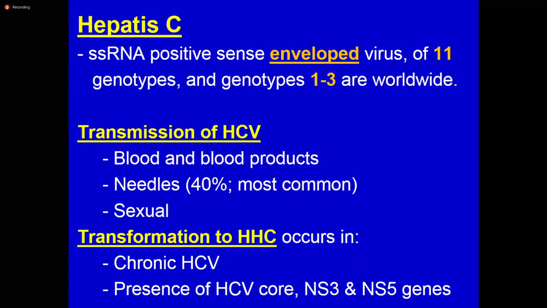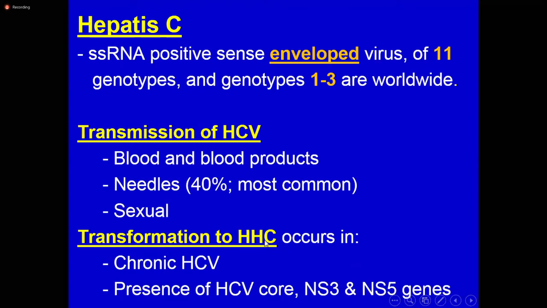Now the C: a single-stranded positive sense enveloped virus with 11 genotypes. Of these 11 genotypes, only 1 and 3 are worldwide. The transmission of hepatitis C is by blood and blood products, needles, and sexual contact.